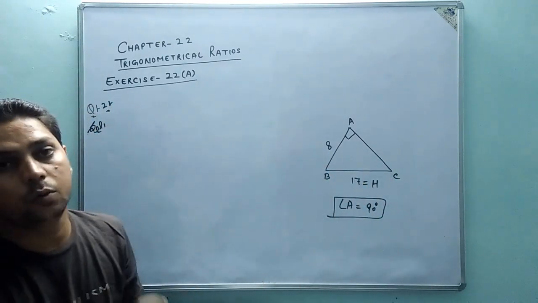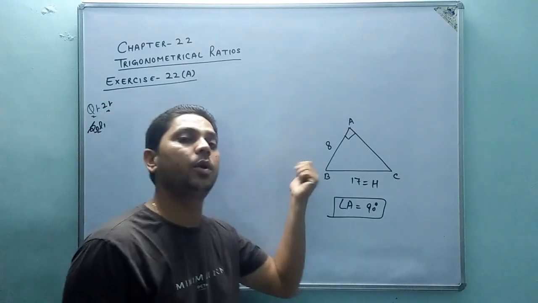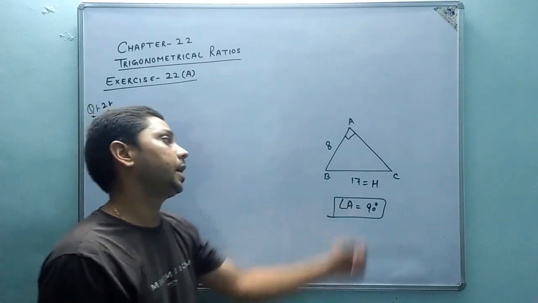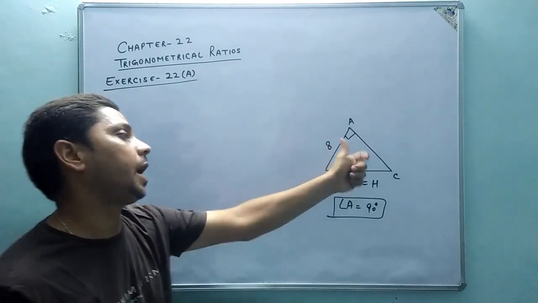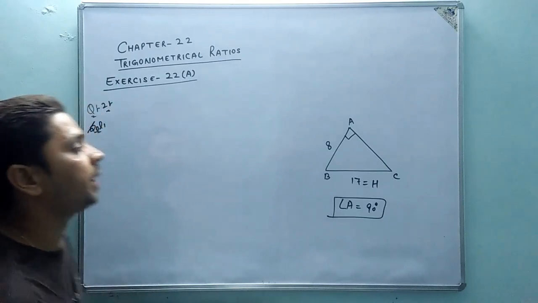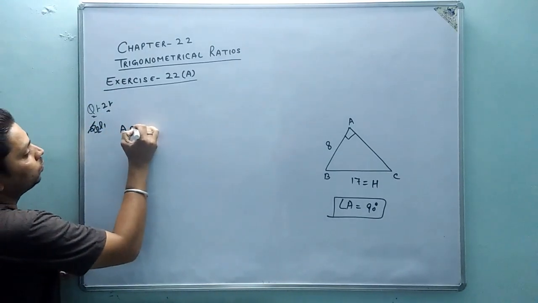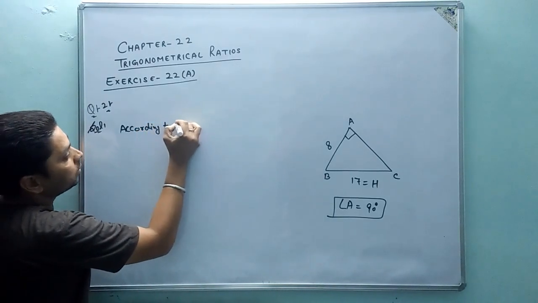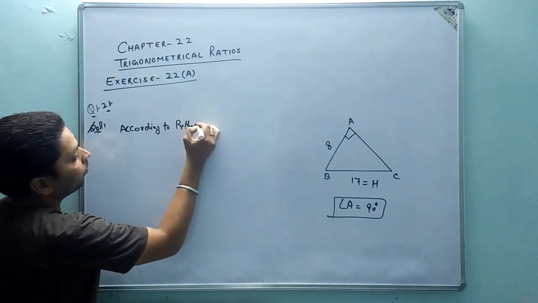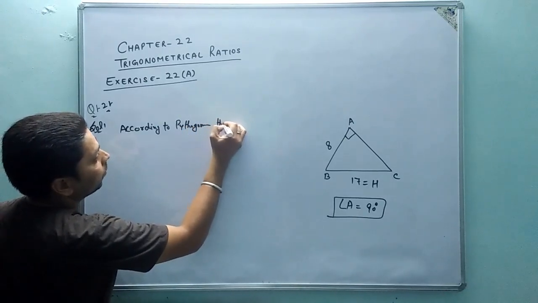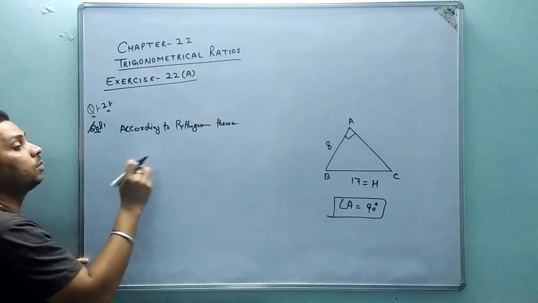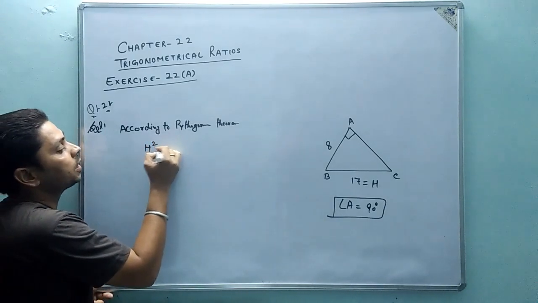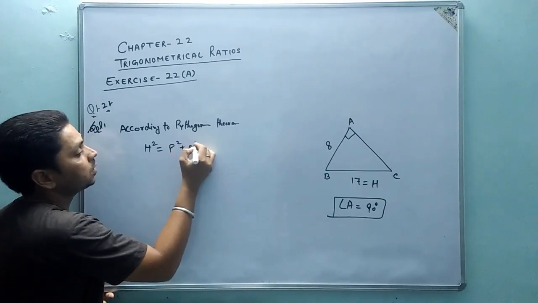Then the rest of the two sides will be either your base or perpendicular. That will depend upon your base angle. But here one side is missing, so again we will apply the Pythagoras theorem. What is Pythagoras theorem? Square of the longest side is equal to the sum of the squares of the other two sides. So hypotenuse square is equal to perpendicular square plus base square.